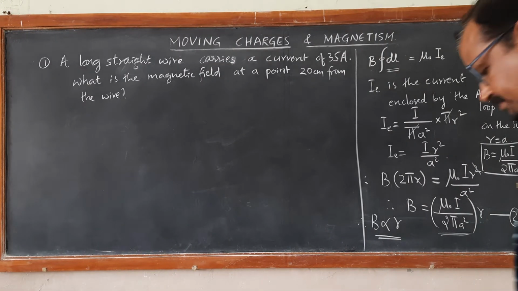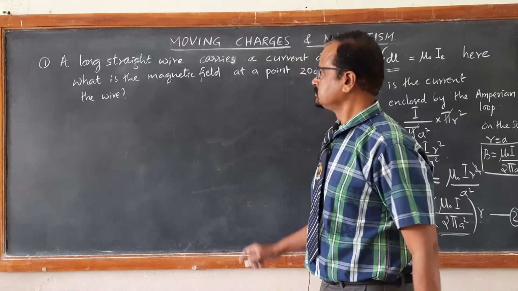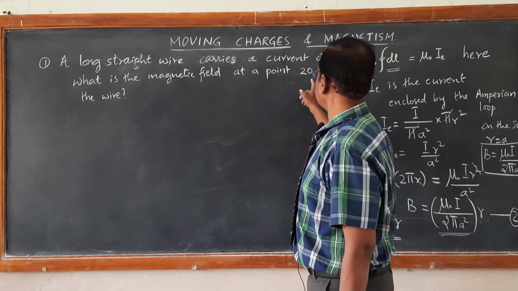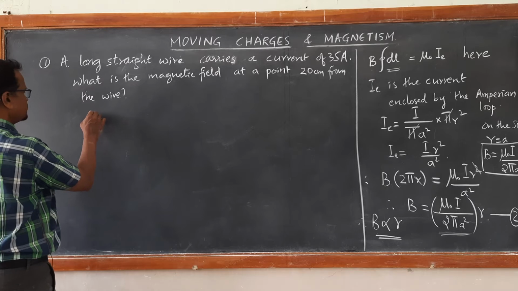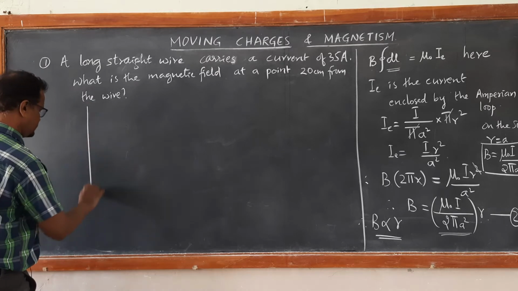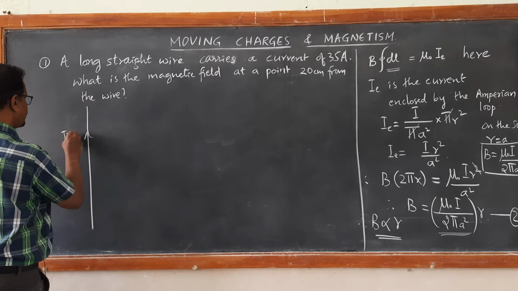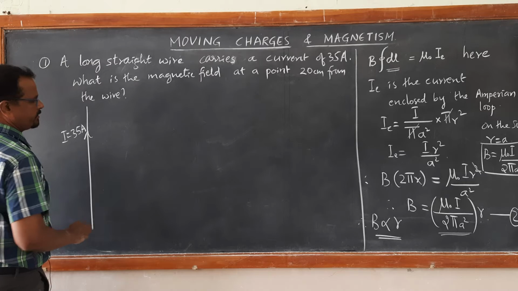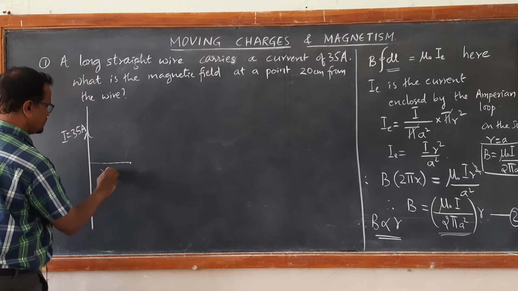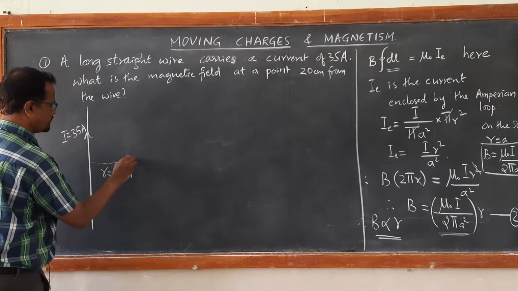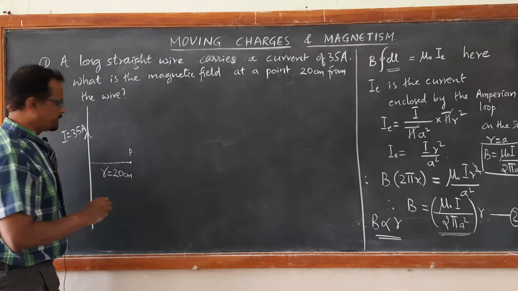Let us look into this simple problem. A long straight wire carries a current of 35 ampere. What is the magnetic field at a point 20 centimeter from the wire? Let us say this is a long straight wire, carries a current of 35 amperes, at a distance of 20 centimeter. If this is taken as perpendicular distance, R equal to 20 centimeter, what is the value of magnetic field? So, this is the point P where we want to find out magnetic field.